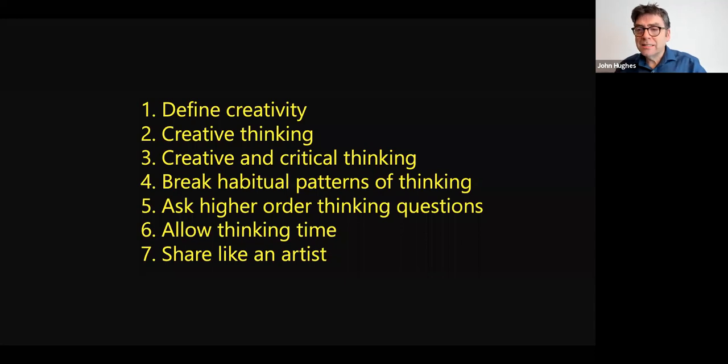Break your routines, break your habits. If you've done the same lesson 5 times in a row, do something different with it. This is an important thing. You can't expect students to be creative thinkers if the teacher is not a creative thinker. Students will only be creative if the teacher's being creative, okay? So break your own habits.